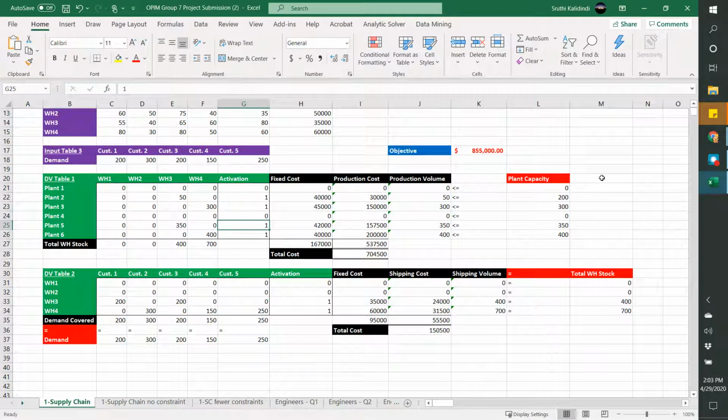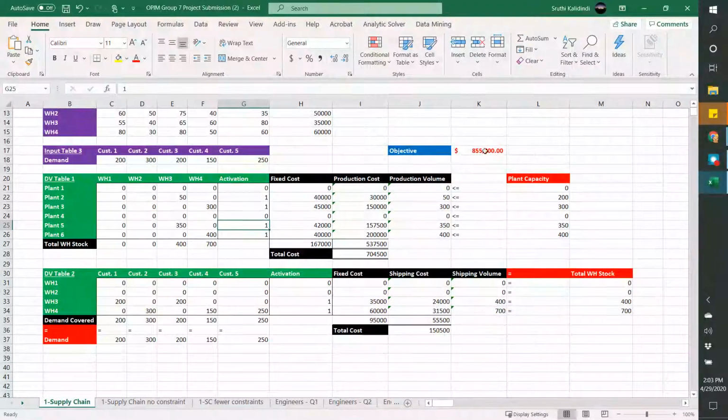Then moving on to some of the constraints, we have plant capacity. We want our production volume to be less than the plant capacity. We have the total warehouse stock. We want our shipping volume to equal how much we have in stock. And finally, demand. We want to make sure that our customers' demands are being covered. One important thing I want to mention about the plant capacity and warehouse stock: our inputs such as the plant capacity and total warehouse stock are multiplied by the activation variable. This allows us to only keep the information for plants or warehouses that are activated.